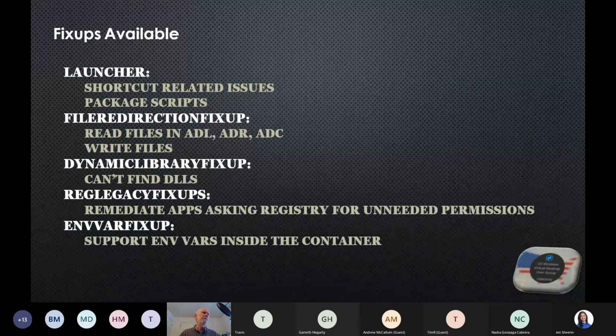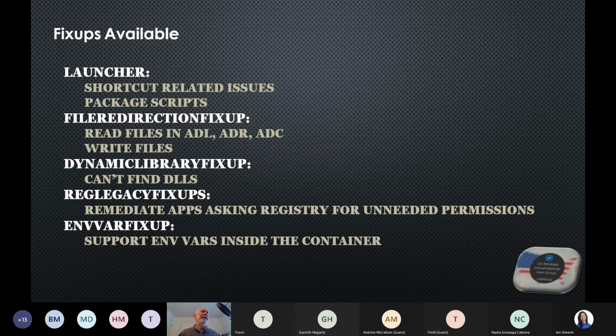The dynamic library fix-up, that's a new one that I added to help the application find its DLLs when they can't get found. The reg legacy fix-up fixes up some weird ways that applications used to work with the registry that work fine natively. They work fine under AppV, but they just don't work under MSIX, even on the new version of the OS. And we can intercept and remediate those and get them to work with what MSIX is going to allow them to do. The environment variable fix-up is a new one they also added this summer that gives us support for environment variables in your package and making them become virtualized within the package container as well.